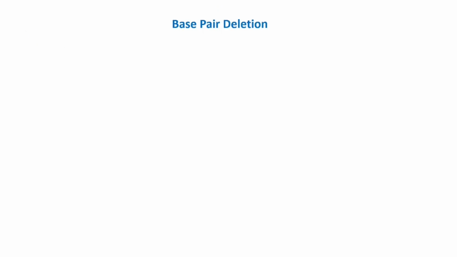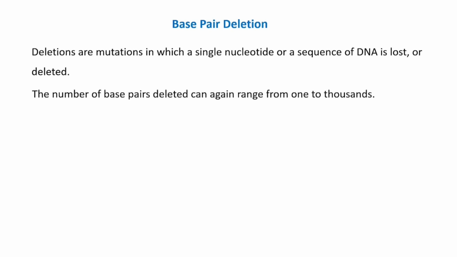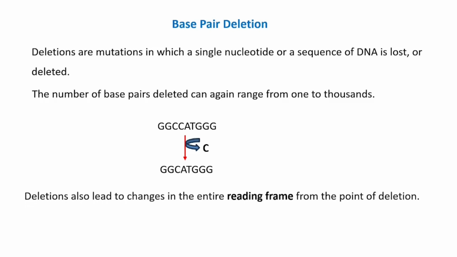The next type is the base pair deletion. Deletions are mutations in which a single nucleotide or a sequence of DNA is lost or deleted. The number of base pairs deleted can again range from 1 to thousands. For example, if this is the nucleotide sequence, the deletion of the nucleotide C will change the sequence to the one you can see on your screen. Deletions also lead to changes in the entire reading frame from the point of deletion.